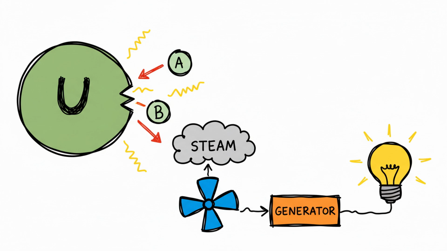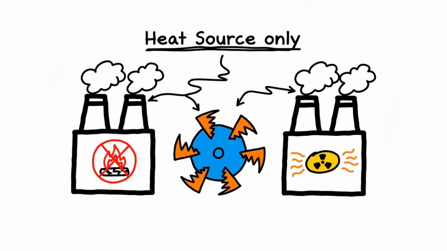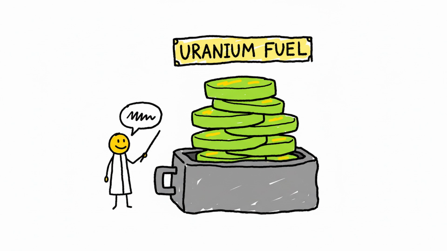A nuclear reactor produces power by using the energy released when atoms split apart. That heat is used to make steam. The steam spins a turbine, and the turbine drives a generator that produces electricity. In that basic way, a nuclear power plant is similar to many other power plants. The difference is the source of the heat.